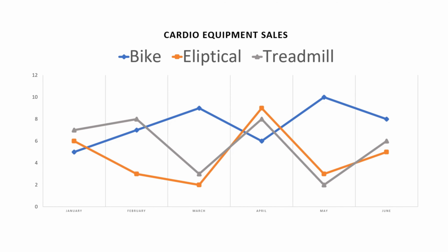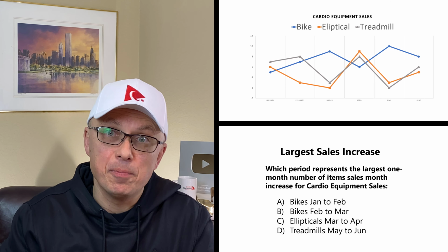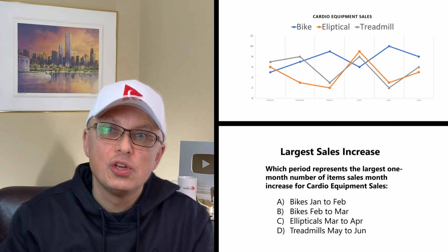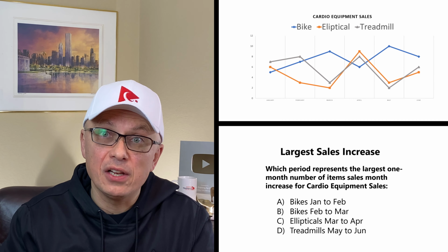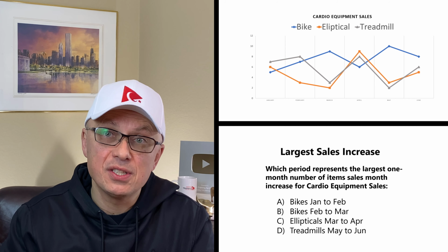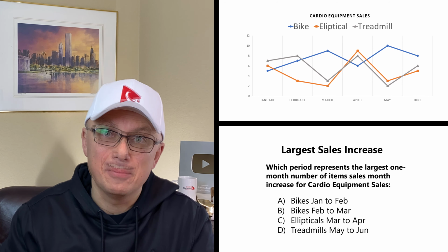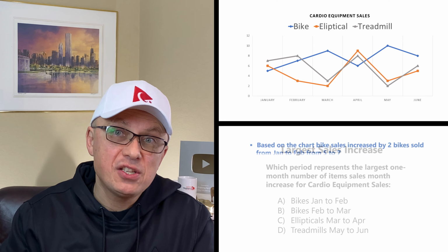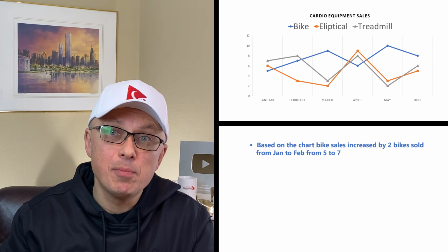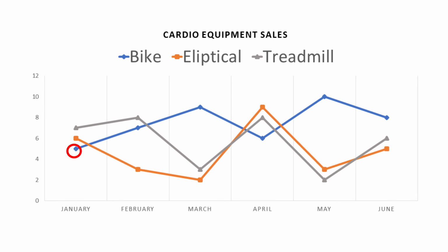To answer this question, we need to look at the graph closely. For each data point on the graph, we need to determine the actual value. And once we have all the numbers, we need to answer the question by looking at the differences for equipment sales from months to months. Specifically, in this case, you need to evaluate 4 different choices that are represented by answers A through D. Let's do it together. Based on the chart, bike sales increased by 2 from January to February, and the increase was from 5 to 7 items sold.